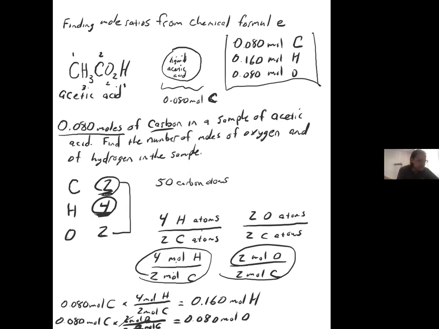We figured out from knowing one of them, which was the carbon, to now knowing all three elements just by using those ratios. Okay, and there you go. So that's molar ratios. The reason they put that in there is that it leads us up to another topic that's going to come up.